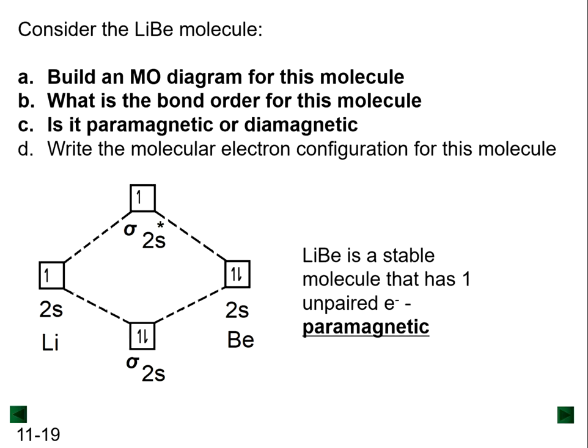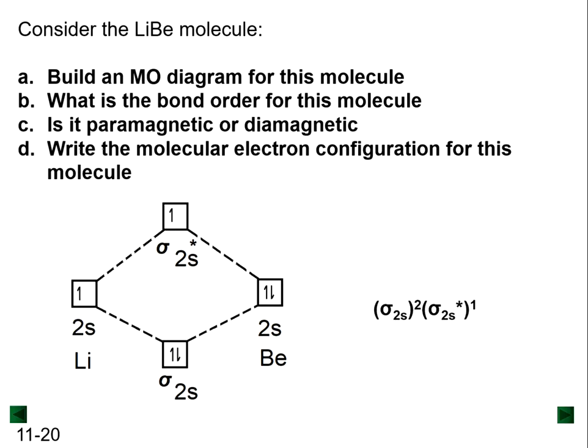Next, is it paramagnetic or diamagnetic? Lithium beryllide is a stable molecule that has one unpaired electron. That electron is in the sigma star 2s orbital, and therefore this is a paramagnetic molecule.